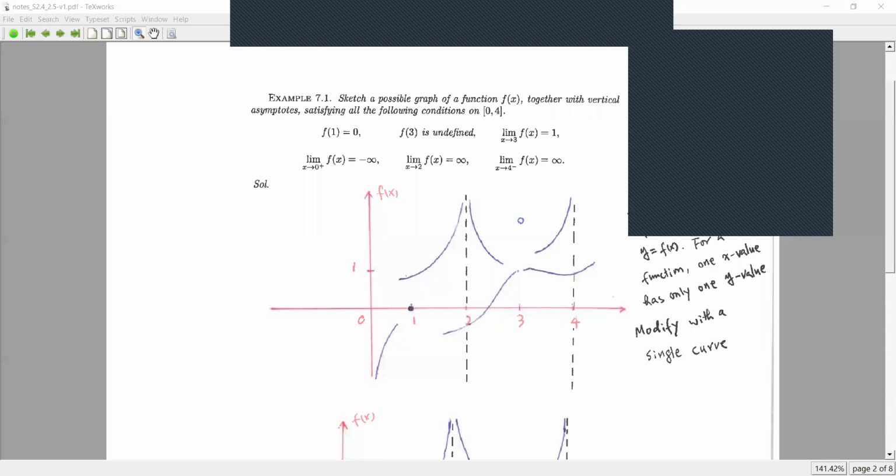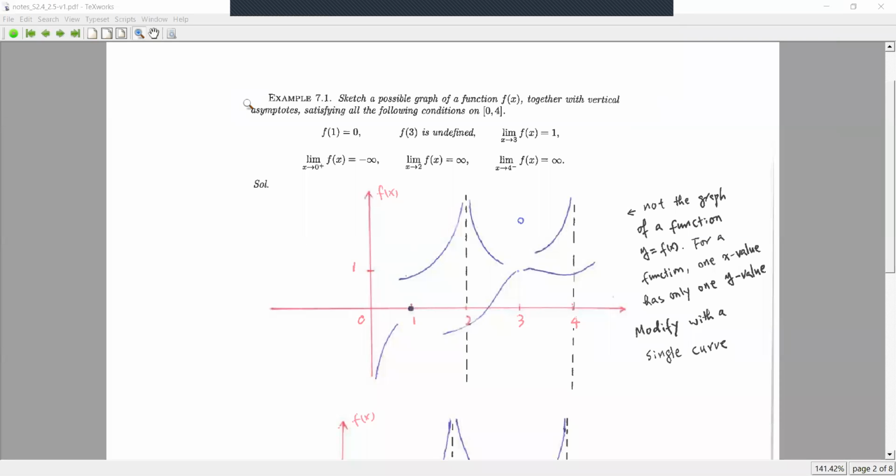Here are some examples about the 3 types of limit. Example 1. Sketch a possible graph of a function f together with vertical asymptotes, satisfying all the following conditions on the interval 0 to 4. On the interval 0 to 4, that means that we just need to sketch the graph over the interval 0 to 4. We don't need to sketch the graph outside the interval.